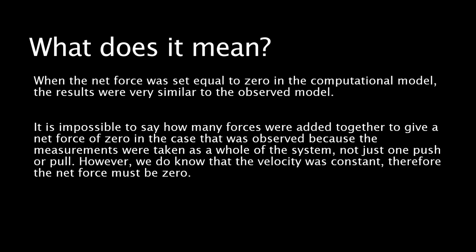When the net force was set equal to 0 in the computational model, the results were very similar to the observed model. It is impossible to say how many forces were added together to give a net force of 0 in the case that it was observed, because the measurements were taken as a whole of the system, not just one push or pull. However, we do know that the velocity was constant, therefore the net force must be 0.